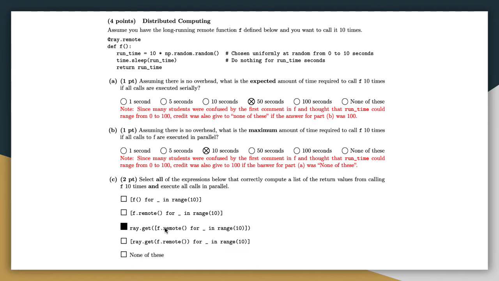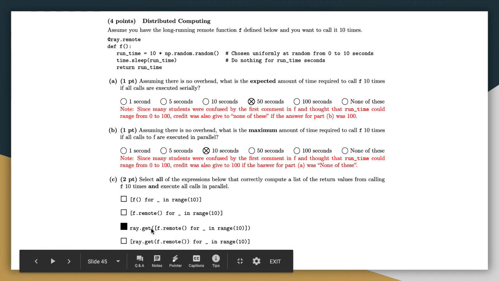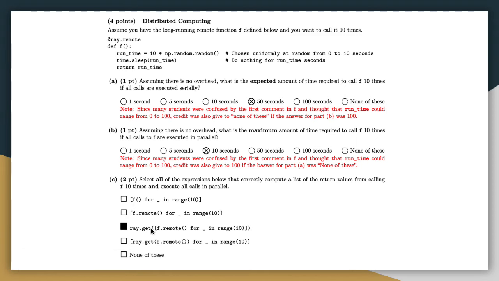But remember that calling a function only returns you the IDs. And if you want to actually get the values associated with the IDs, you have to call ray.get. And so that's what the ray.get does out here. Okay, any questions? Any quick questions about part C?